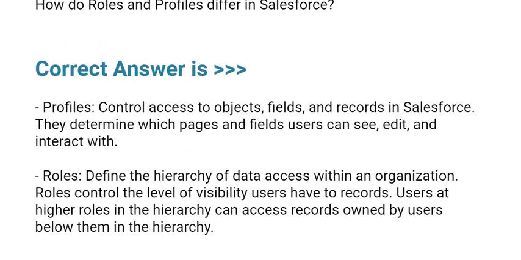Roles define the hierarchy of data access within an organization. Roles control the level of visibility users have to records. Users at higher roles in the hierarchy can access records owned by users below them in the hierarchy.